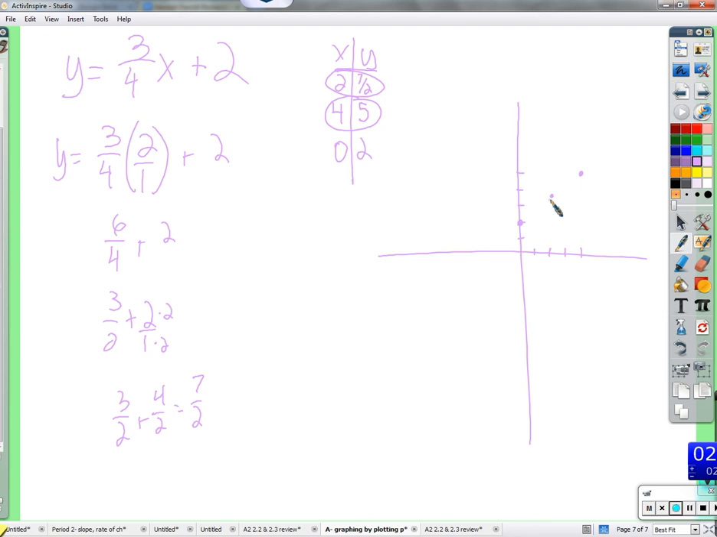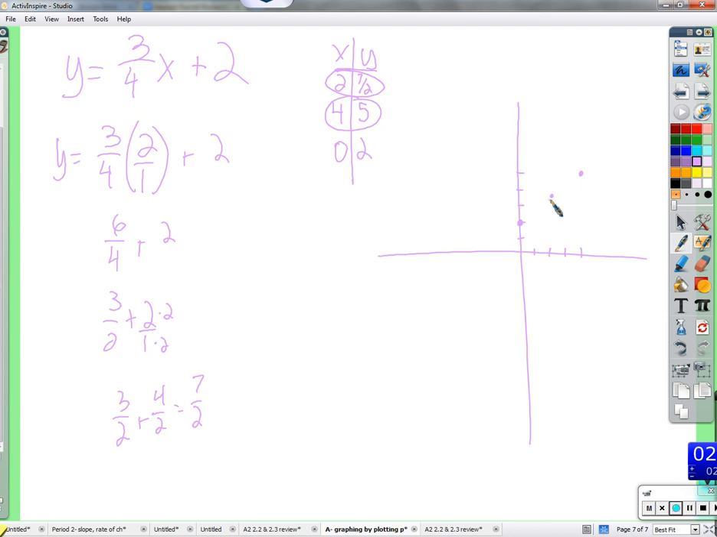Let's keep it going. What's another easy thing to plug in for x? 16. Why does 16 work so well? Because it's a factor of 4. 4 is a factor of 16. 16 will work. What else will work? 8? I mouthed it. I had to read your lips. 8? 1? Possible. Well, if we do 1, it's not too hard.